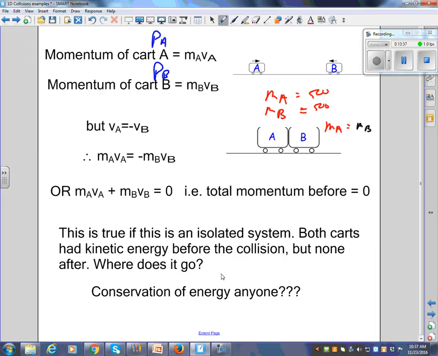Okay. So this is true if this is an isolated system. Both parts had kinetic energy before the collision. Do you agree? Now, we haven't talked about kinetic energy. Don't even bother writing that down. This is just an aside. Would you agree that both carts had kinetic energy before? Absolutely. How much kinetic energy is there at the end? 0. It's not moving. Is energy not conserved as well? The answer is yes. So where does this kinetic energy go? Where does this energy go?